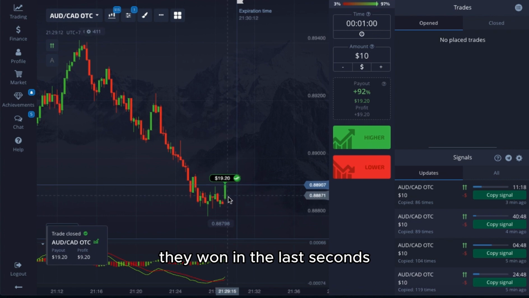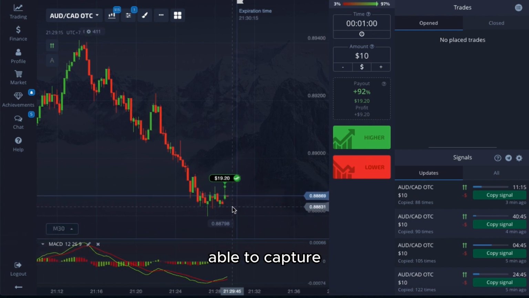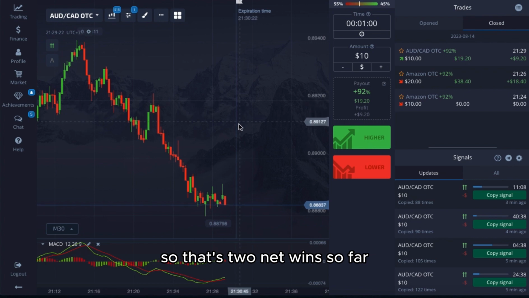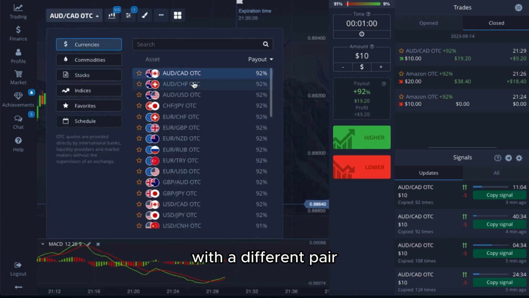And it won in the last seconds. So 1 minute able to capture a nice movement. So that's 2 net wins so far. Let's continue with a different pair.